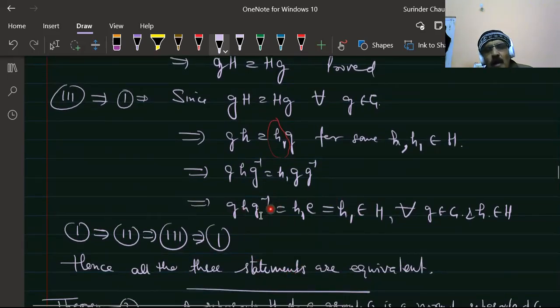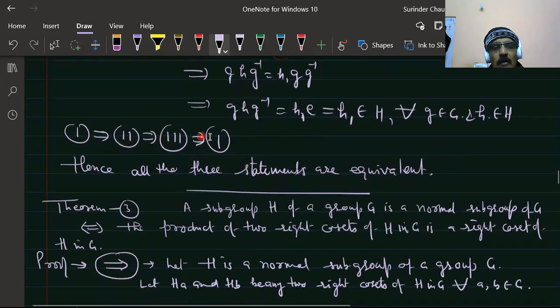This is like g h g inverse. You have to note this, otherwise you will get a problem. So how is this possible? They must be equal, but this is not always true on the right-hand side. The groups are not always commutative.